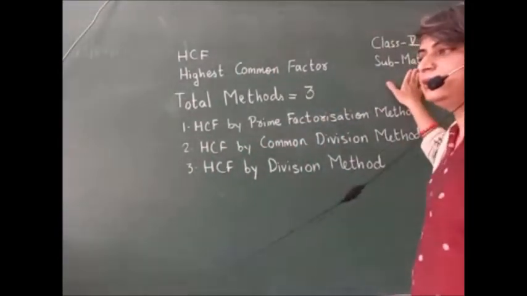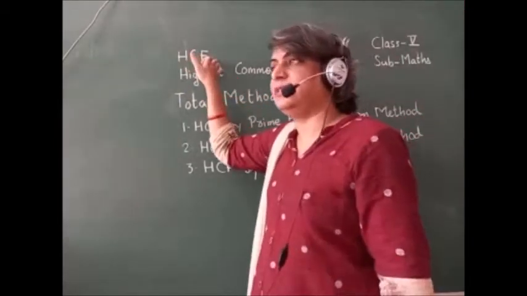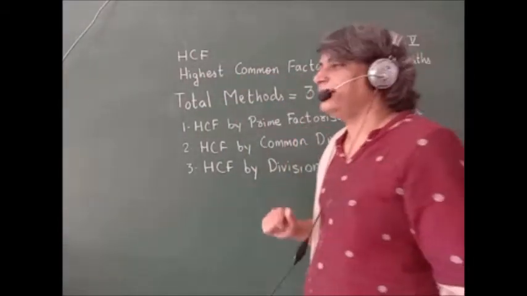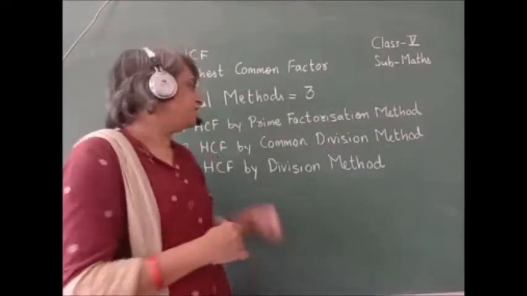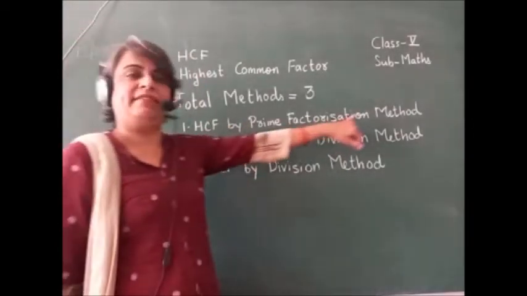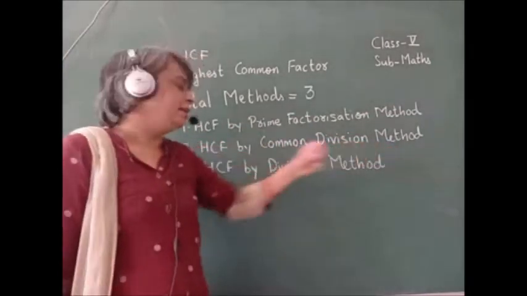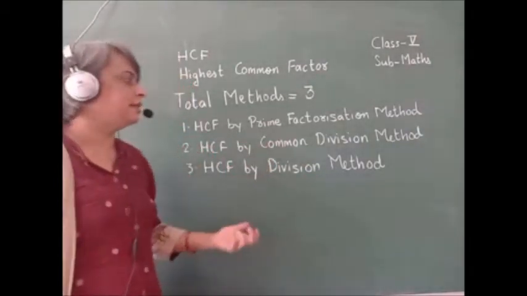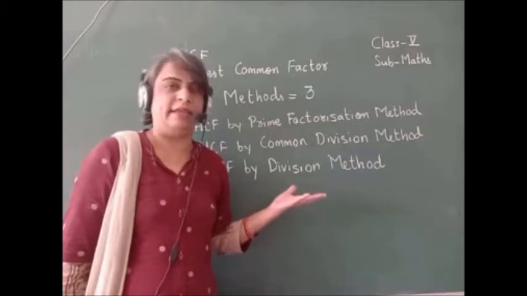Subject is Maths. It is for class 5th and today's topic is HCF, highest common factor. For highest common factor we have a total of 3 different methods. The first method is HCF by prime factorization method, then HCF by common division method, and HCF by division method. We can solve the sum by these 3 different methods. We will get the same answer.